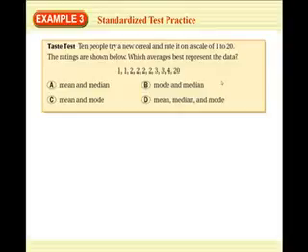So 10 people try a new cereal and rate it on a scale of 1 to 20. The ratings are shown below. Which averages best represent the data? Well, let's find all of them. We have the mean. So we're going to add them up: 24, 27, 30, 32, 34, 36, 38, 39, 40. And there was 10 of them. So 40 divided by 10 is 4. That's the mean. The mode is 2.